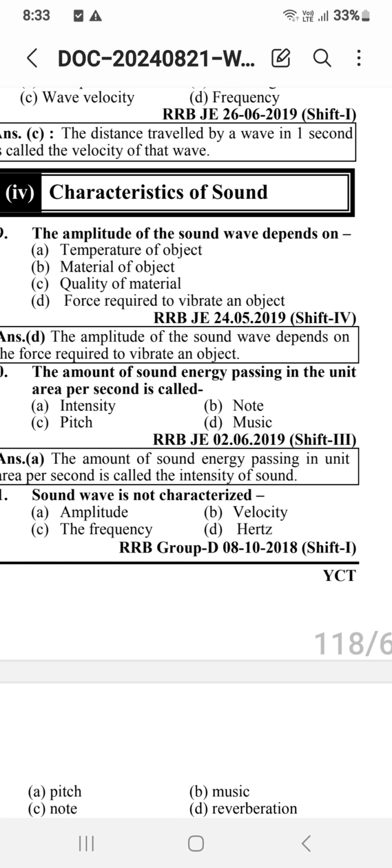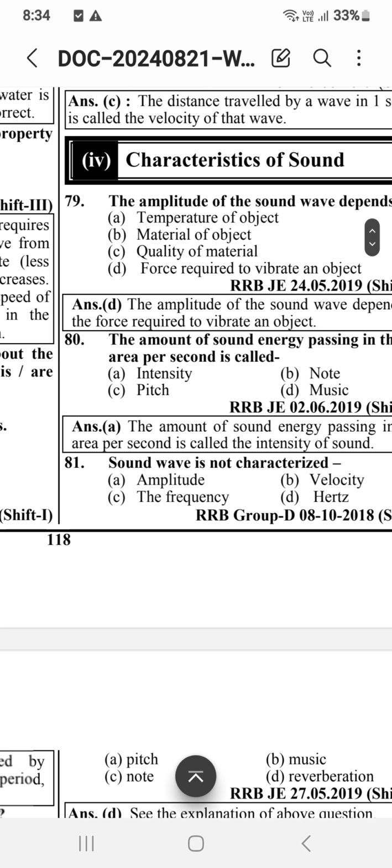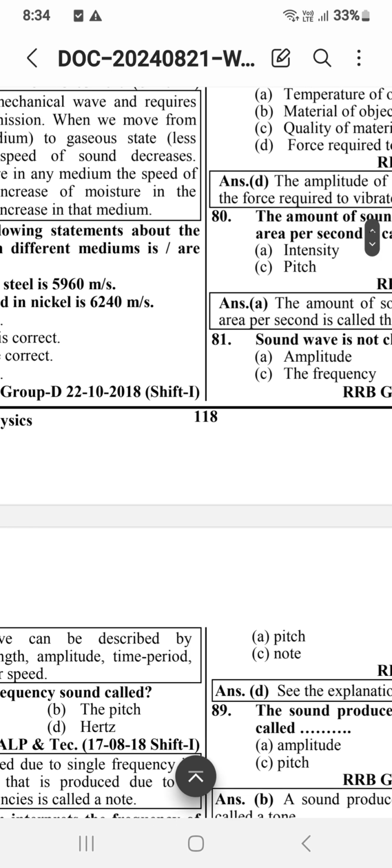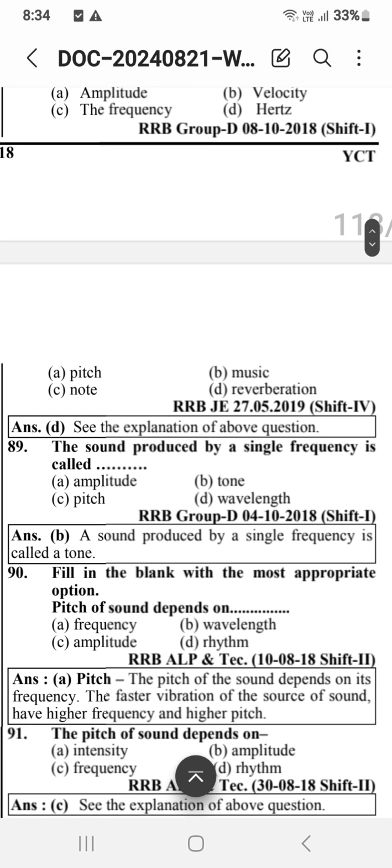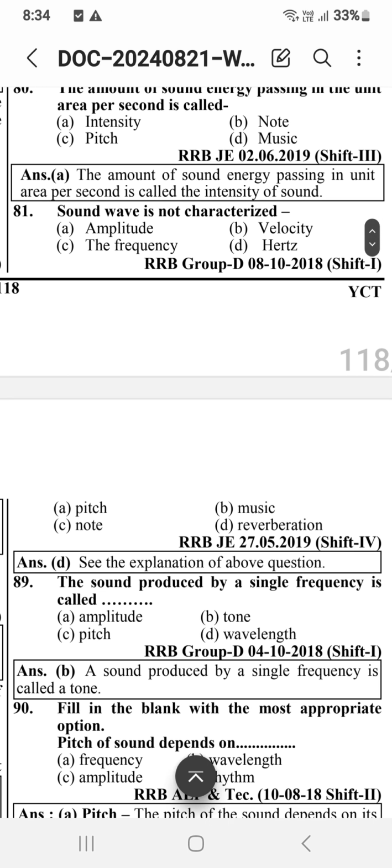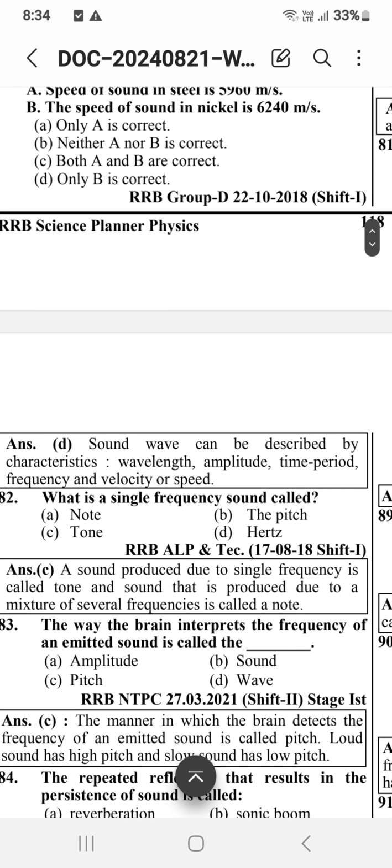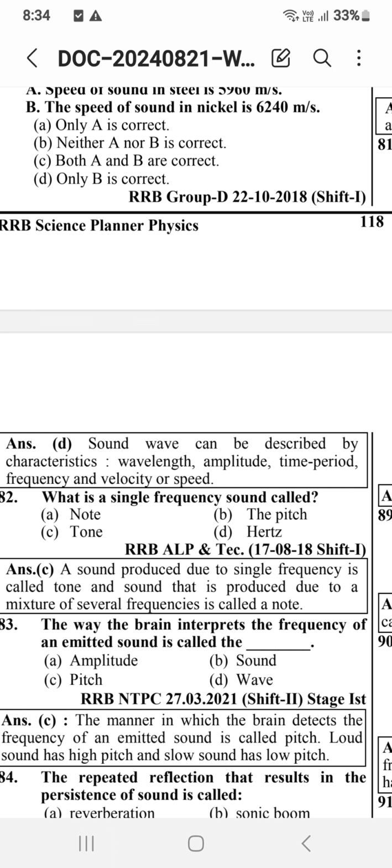Sound wave is not characterized by velocity, not characterized by hertz. What is a single frequency sound called? Tone.